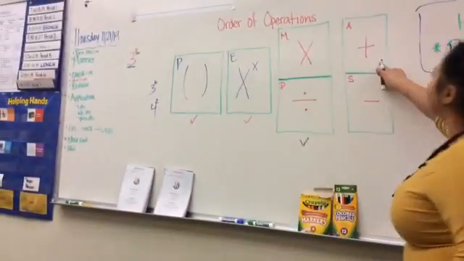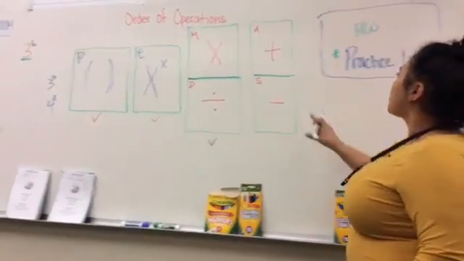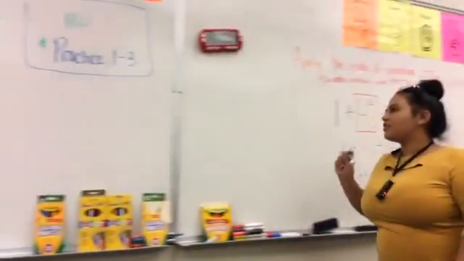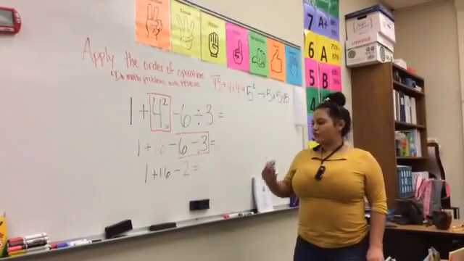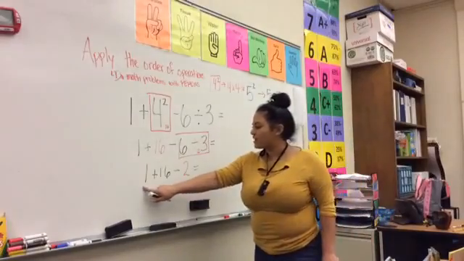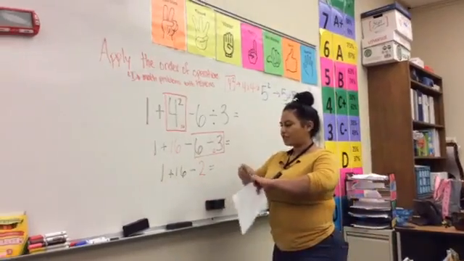and now I'm looking for addition and subtraction. So I know, once again, they're on the same level, so I read left to right. Whatever comes first is what I do first. So let's read it left to right like a book. Oh, addition is first.